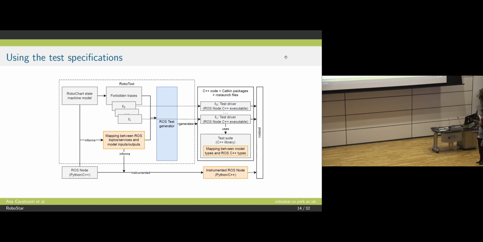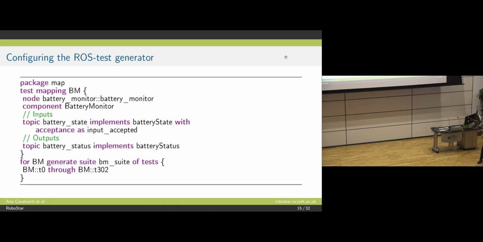We, in fact, need to instrument the ROS node a little bit. And I'll explain to you why. First, I just want to explain how to specify this mapping. We created a very simple DSL.